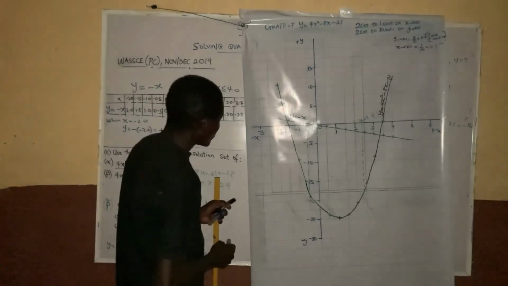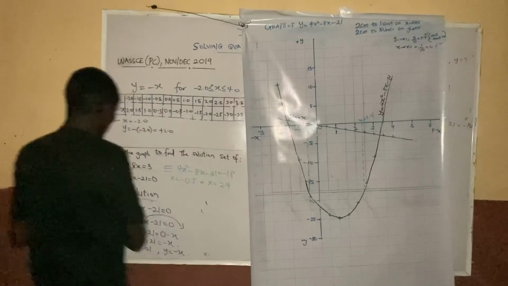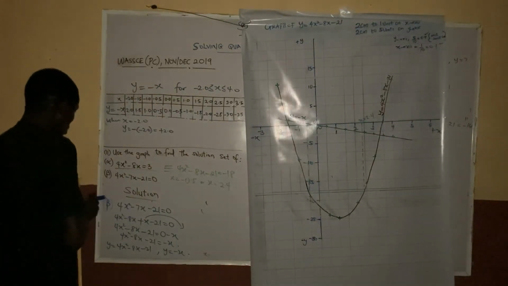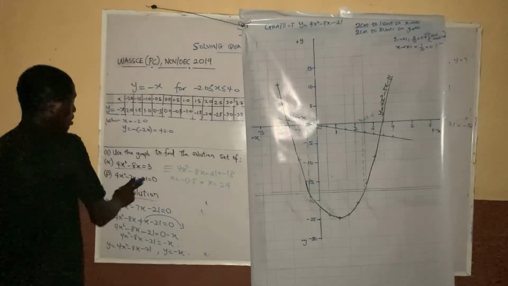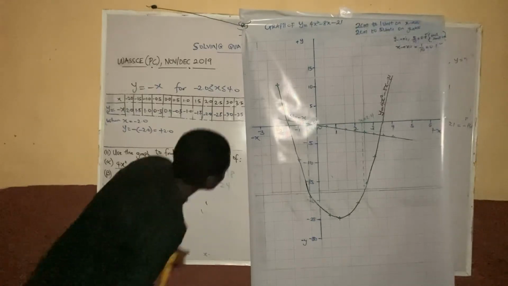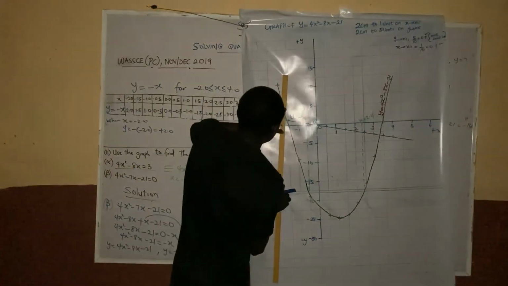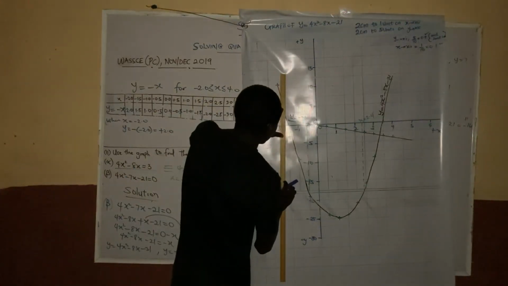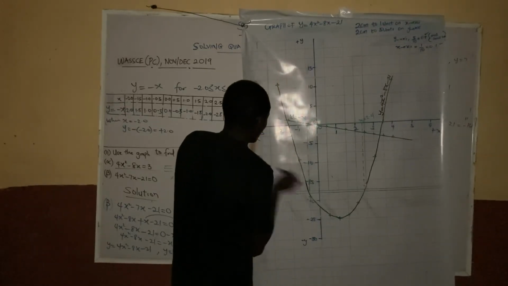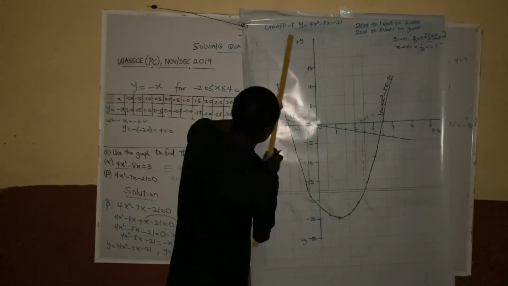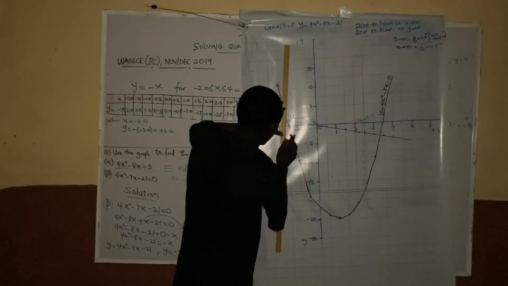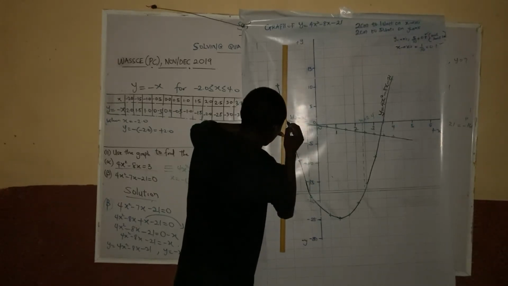So now we have to look for the solution for this. Find the solution for 4x squared minus 7x minus 21 equal to 0. So you now trace this to the point where they meet here, you trace it down, trace it down. So when you trace this one down, what do you have? This is the point where they meet.